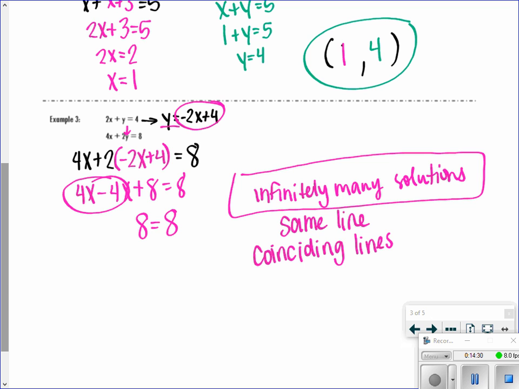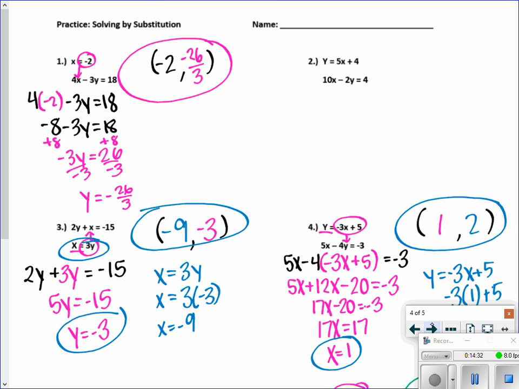Okay, go to the next page, where we were before. Let's look at number 2. Steps for substitution. Do you have a letter by itself? Yes. That means that bit of work we don't have to worry about. Which letter is by itself? That means y is getting replaced in the other equation.